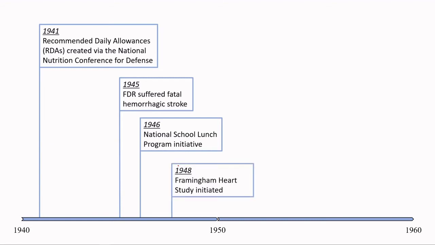Partly because of the FDR stroke, the Framingham study was initiated in 1948 in Framingham, Massachusetts, one of the most famous prospective cohort studies, which is also known as an observational epidemiological study, of all time. Researchers were hoping to find key markers and risk factors, which are also known as exposures, for the main outcome of cardiovascular disease.